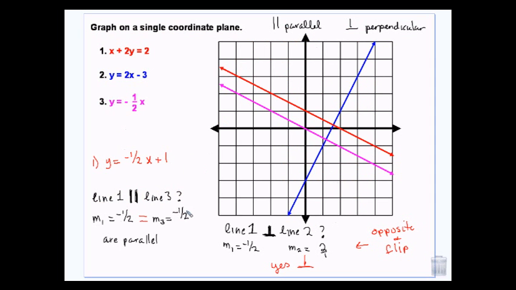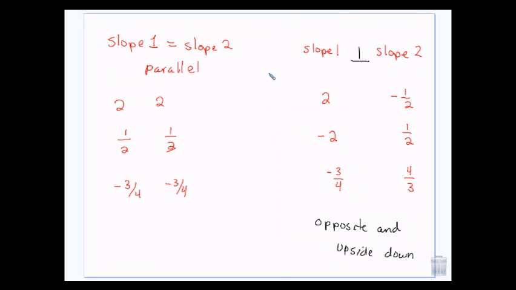See, because we have -1/2 and +2. So if you're opposite sign and you're flipped over, so opposite and upside down, you're perpendicular. If you have nothing to do with one another at all, so like one of you is 3/4 and the other one is 5/3 or 7/5 or anything else, you're just intersecting. It's neither perpendicular nor parallel.